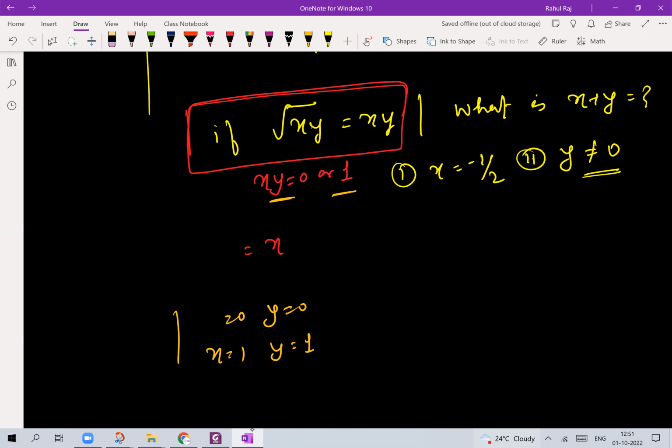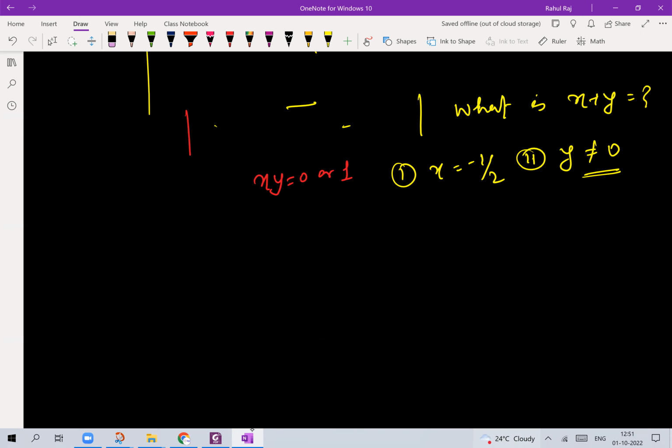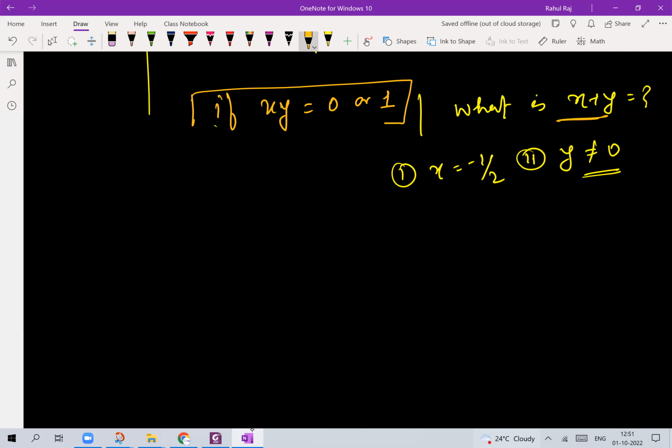So you should not go mad by looking at this information. Sometimes a question will look like it has a square term, a root term, a lot of things, but you have to be very confident in approaching a question. If there is information given, understand what the information is. From this particular information, they are just trying to say in the question that xy is equal to 0 or 1, so what is the value of x plus y? This is given to you in the question.